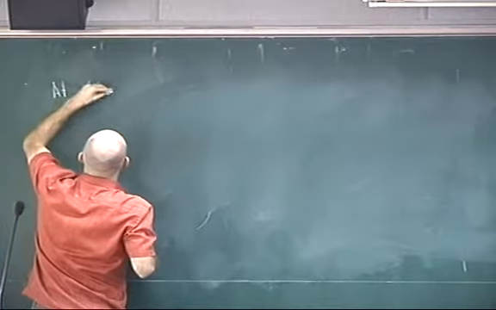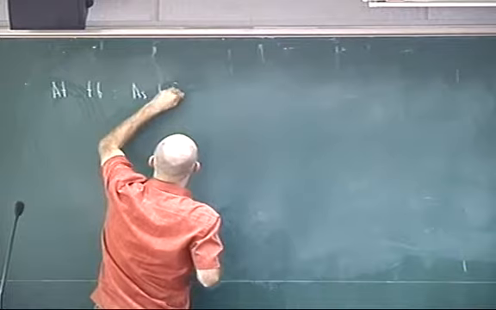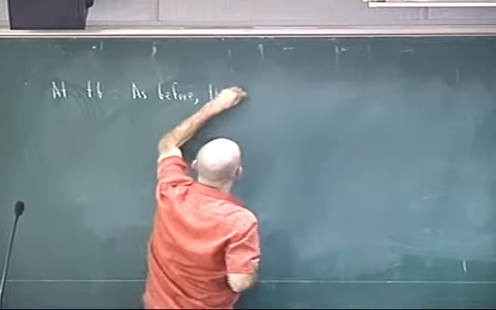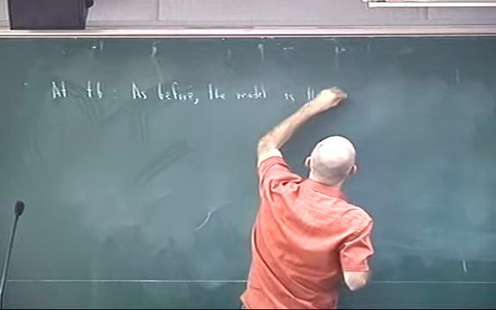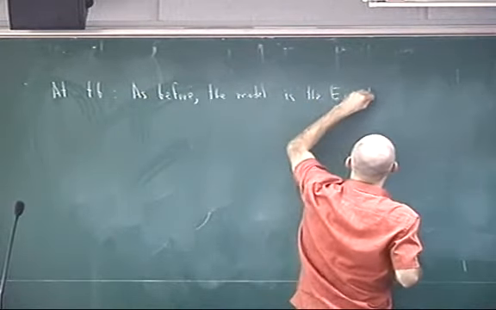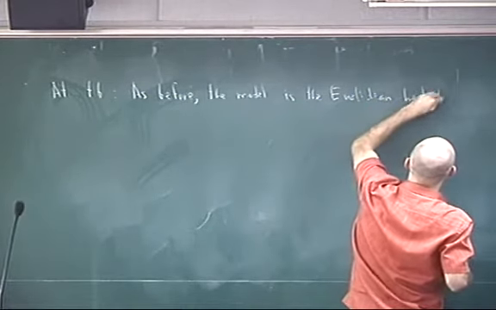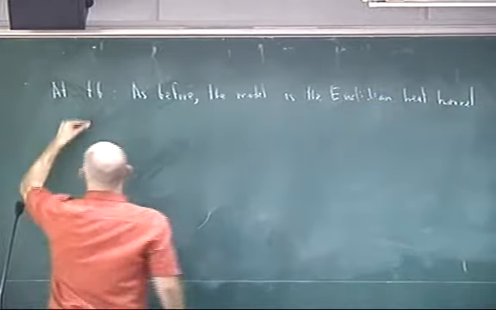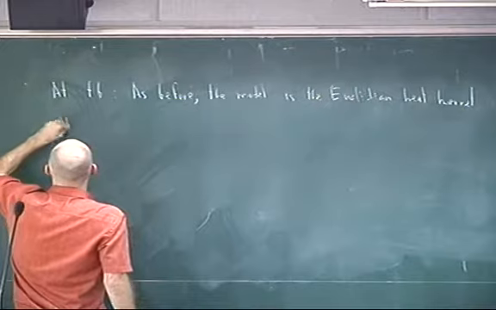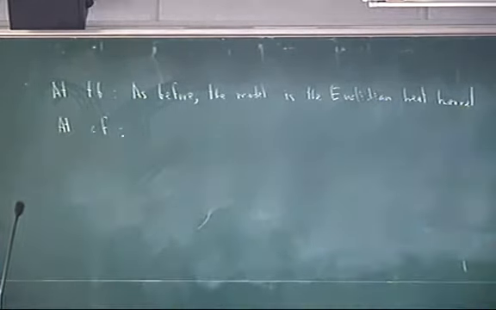At the temporal boundary face, as before, the model is the Euclidean E-kernel. At the cusp face, that's the new thing that is happening somehow.